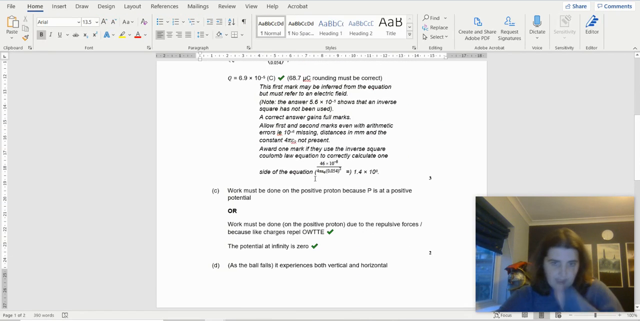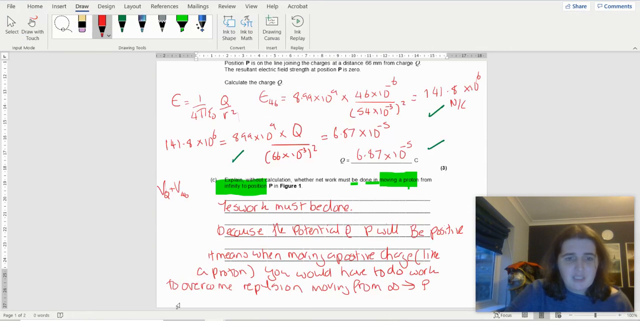So if you actually look at the work here, work must be done on the positive proton because P is a positive potential, or work must be done due to the repulsive forces, and the potential at infinity is zero. I kind of mentioned all of that in my answer. Yes, work must be done because the potential at P will be positive.